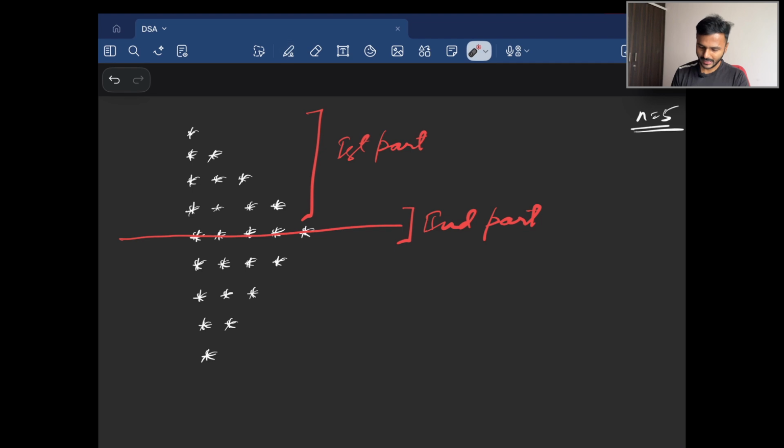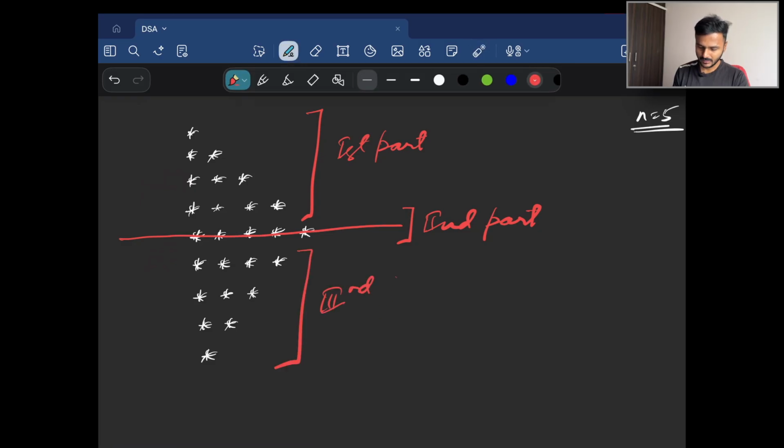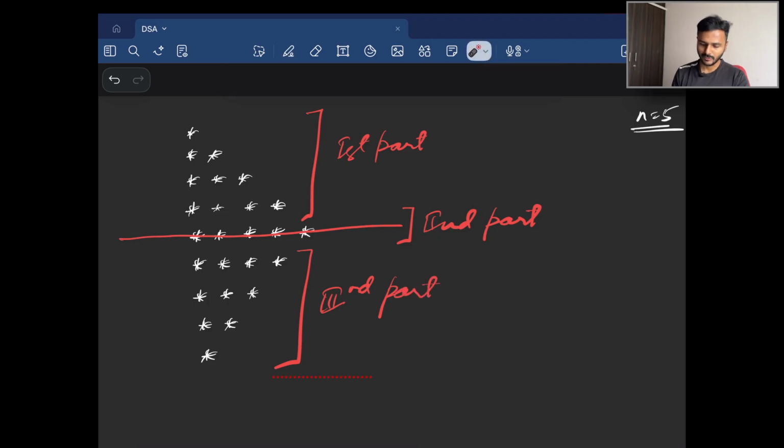Although we have drawn a line over here to divide the pattern in two parts, we'll also have to take care of this, right? Because this also is part of the pattern. So we've got these two parts. Then we have this part as well, and let's call it the third part. So what we are going to do is we're going to figure out a solution of the first part.